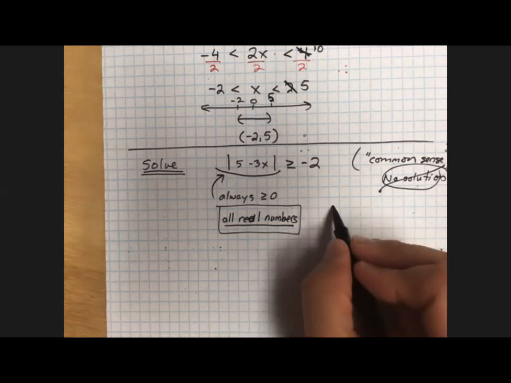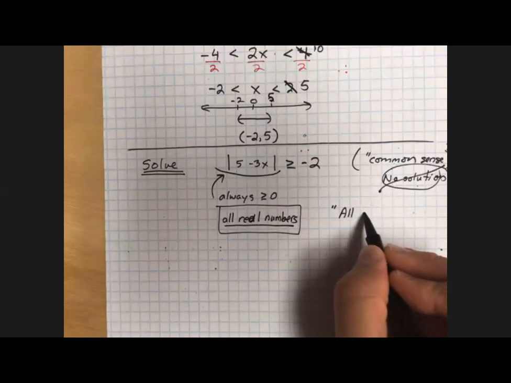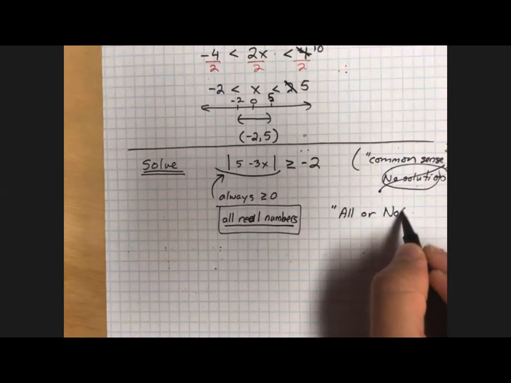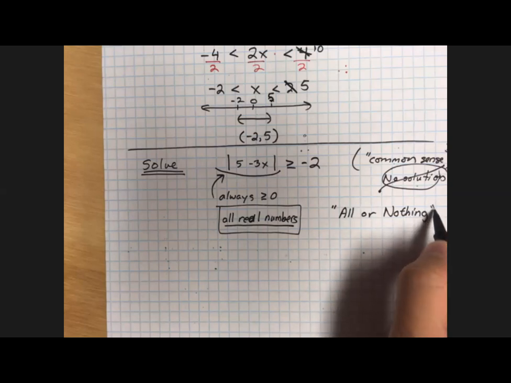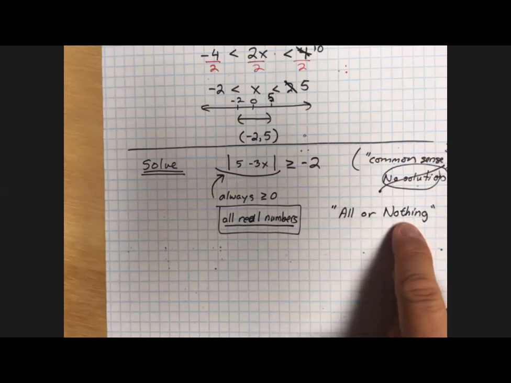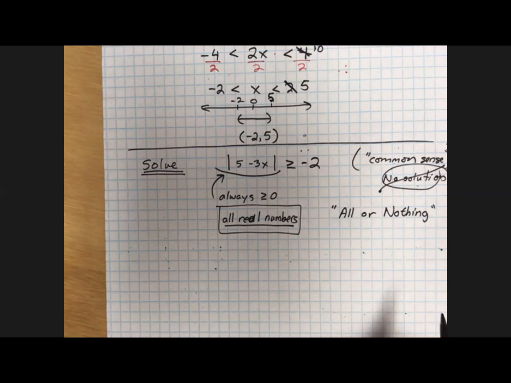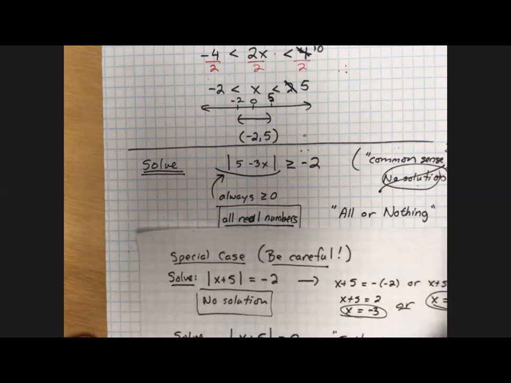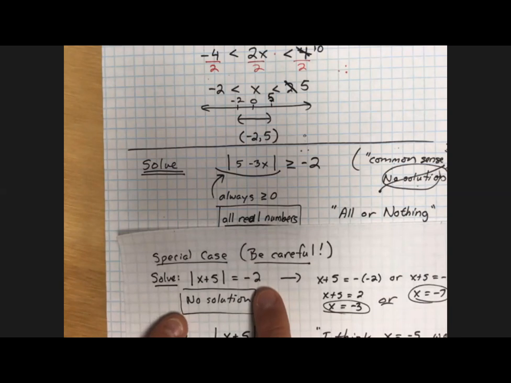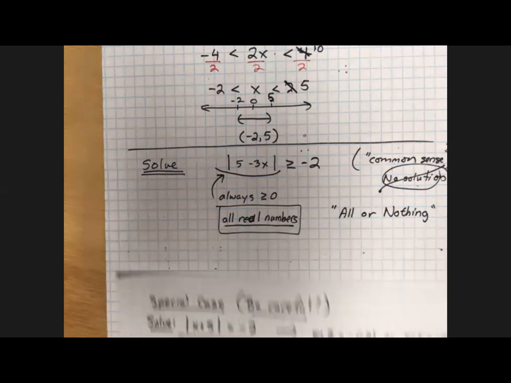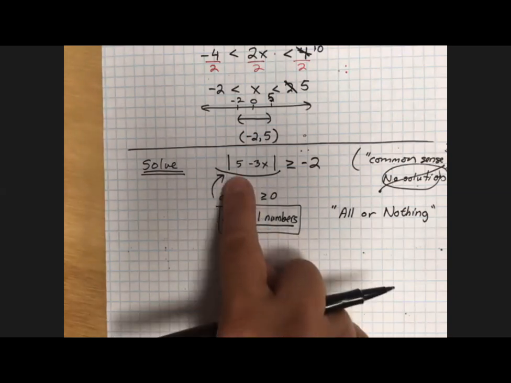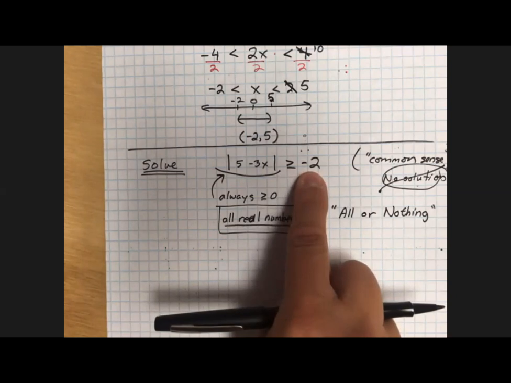So I have a video on the website that I flashed at you earlier that I want you to remember and go look up later. It says absolute value, all or nothing. I've shown you a problem where nothing works, and now I've shown you a problem where everything works. Here was the problem a second ago where nothing works. Why does nothing work? Because the absolute value will never be -2. Never, ever. Why does everything work? Because the absolute value will always beat -2. Always.